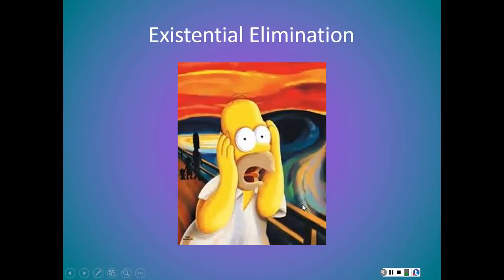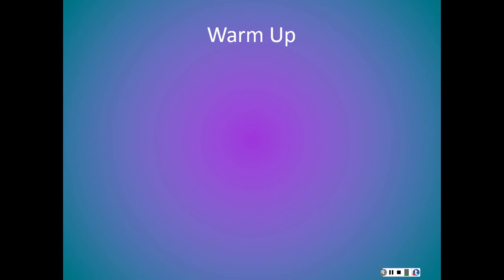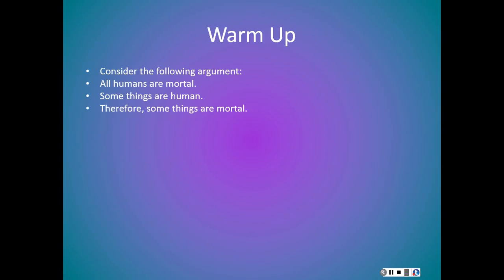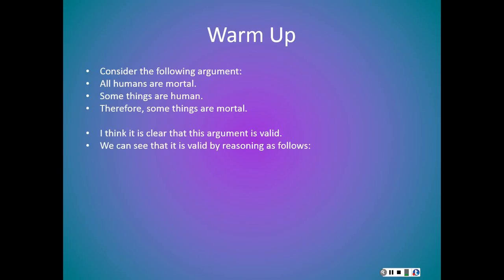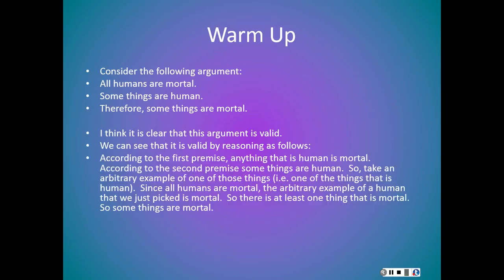Unlike the rule of existential introduction, the rule of existential elimination is a bit difficult to grasp, so let me warm up to it just a little bit. Consider the following argument. All humans are mortal. Some things are human. Therefore, some things are mortal. I think it's clear that this argument is valid, but if we need to be persuaded that it is valid, we can persuade ourselves of that by going through something like the following bit of reasoning.